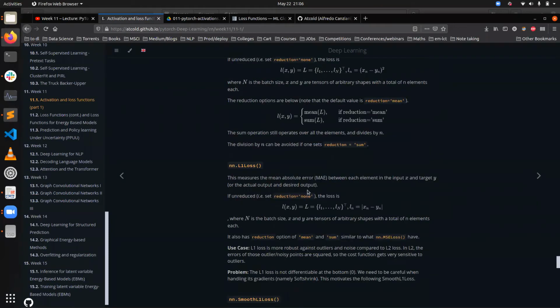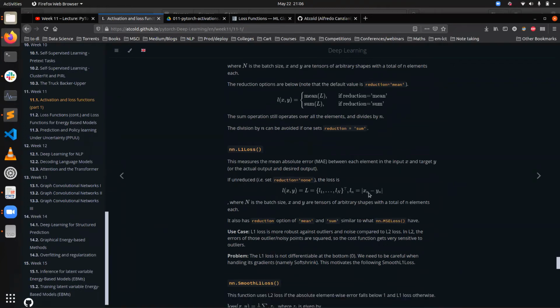L1 loss is basically the mean absolute error between the input and the output vector. It's the absolute value of x_n minus y_n, the nth element of the x vector and the nth element of the target vector. And again, you can add it or take a mean. And one important point he says here is that L1 loss is used for robust regression.